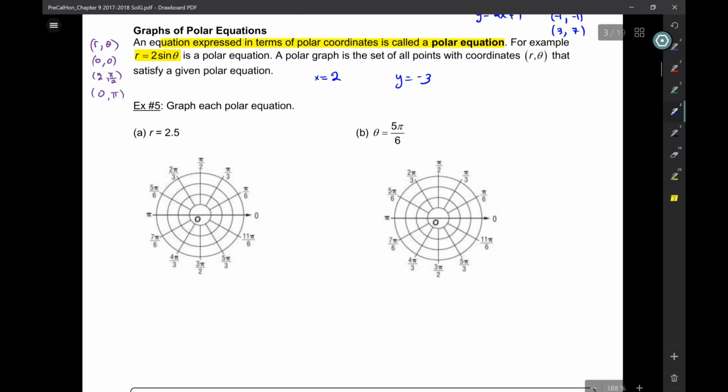So let's think about part A here, right? R is equal to 2.5. Remember, R is the distance. R is a radial distance. And if I talk about a radial distance of 2.5, no matter what theta is, my distance from the pole is always 2.5 units. So let me graph a point 2.5 units away. There. Let me graph another point 2.5 units away. There. Okay, let's just do another one. What shape am I mapping out? A circle. Okay?